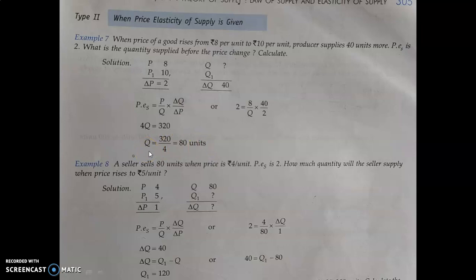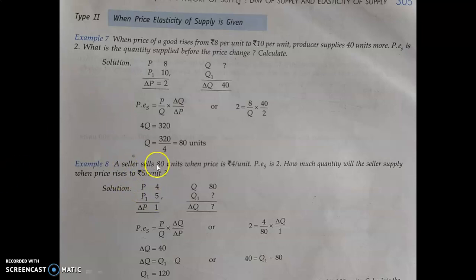Then what about Q1? So 80 plus 40, that is Q1. 120 is the Q1. So here the question is, what is the quantity supplied before the price changes? So we have to calculate Q, that is the initial quantity. You have to calculate only that. You need not calculate Q1.